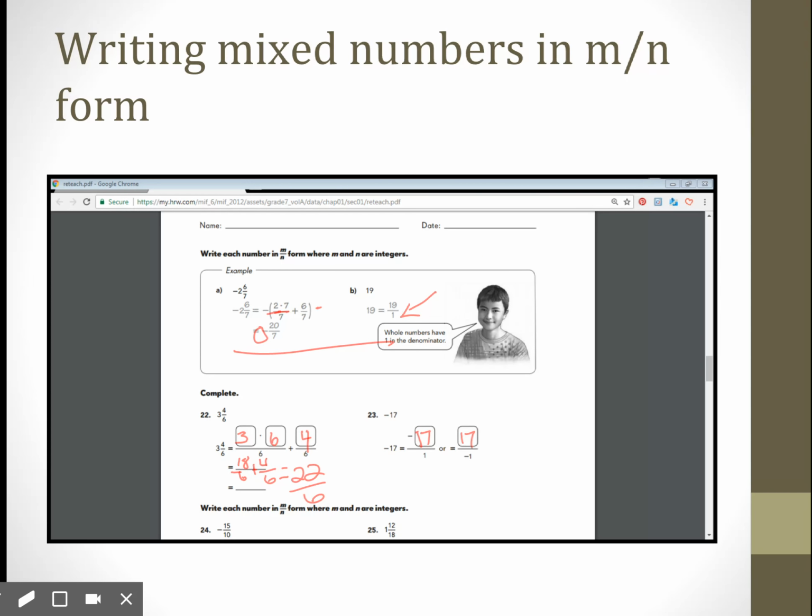Down here, there are just some more examples. Negative 15/10 is already in M over N form. There would be nothing to change in this one. Then you have 1 12/18. Again, I would do 18 times 1 over 18 plus 12 over 18, and I would get 30 over 18.